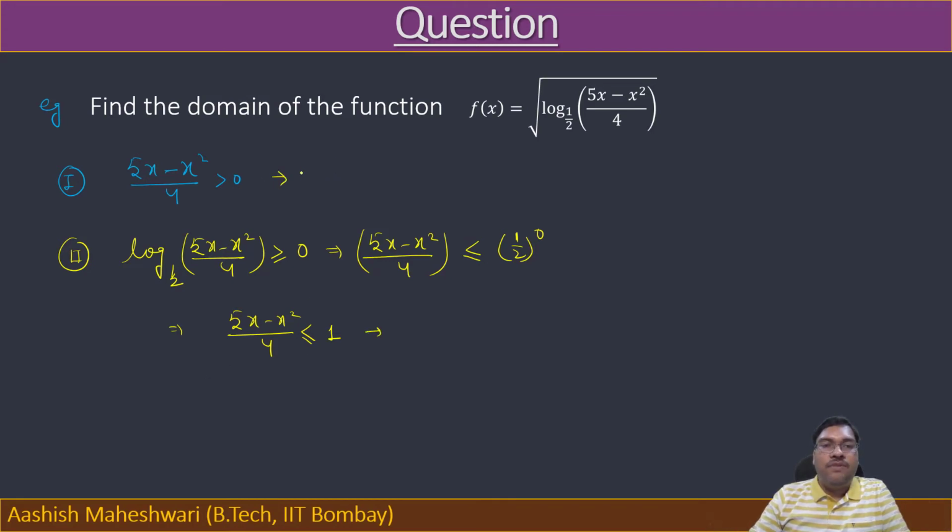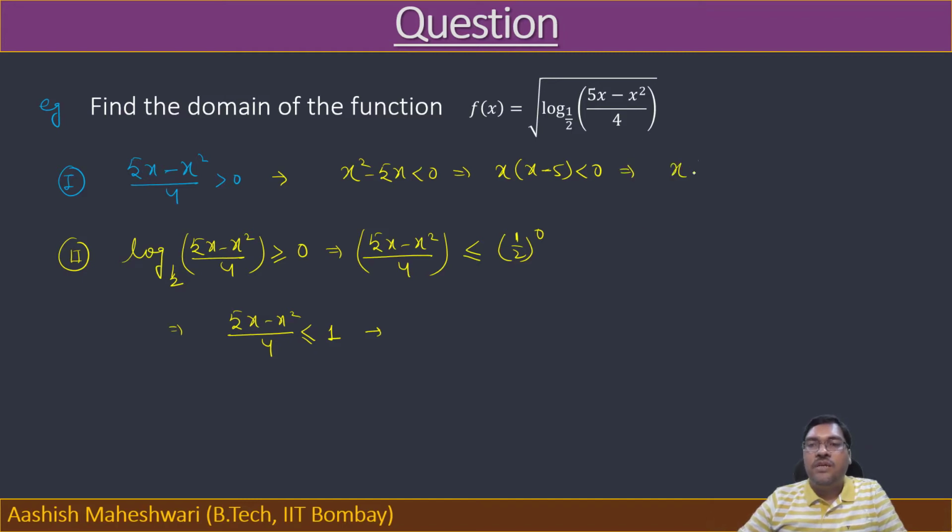So now if I solve this, you can clearly see this is x square minus 5x less than 0, just taking negative sign common, or this is x into x minus 5 less than 0. So if I solve this by using wavy curve, you can clearly see x is between 0 and 5. You can check by using wavy curve method, right? Now if I solve this, you can see this is 5x minus x square less than or equal to 4, right?